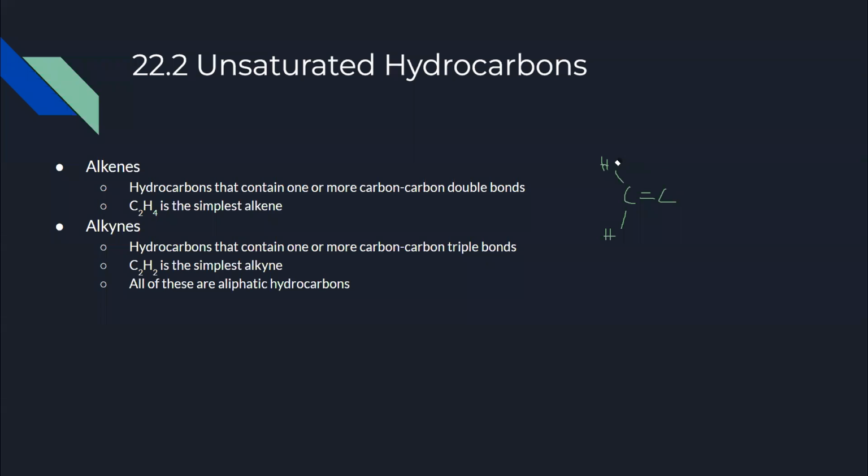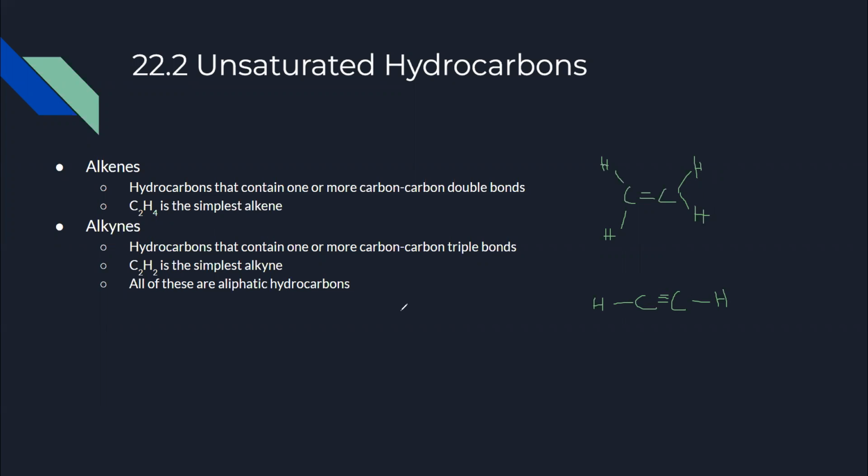So you have the octet rule in effect. So you basically then add just two more hydrogens, H, H. So it'll be C2H6. And you also have alkynes, which are basically hydrocarbons that contain one or more carbon-carbon triple bonds. And the simplest one of this is C2H2. So you have the triple bond between the carbons, and then you have a hydrogen, and you have a hydrogen. So it'll be C2H2 with an octet rule in effect.